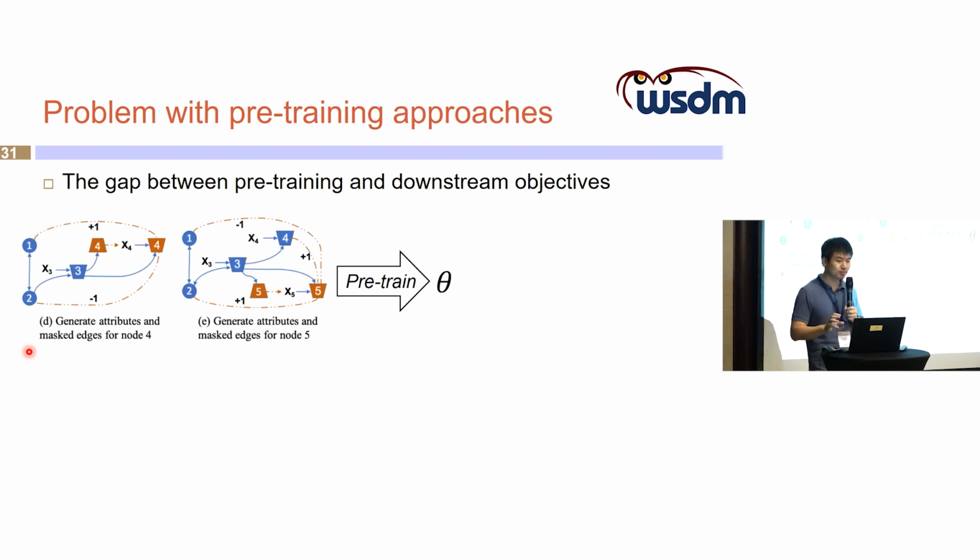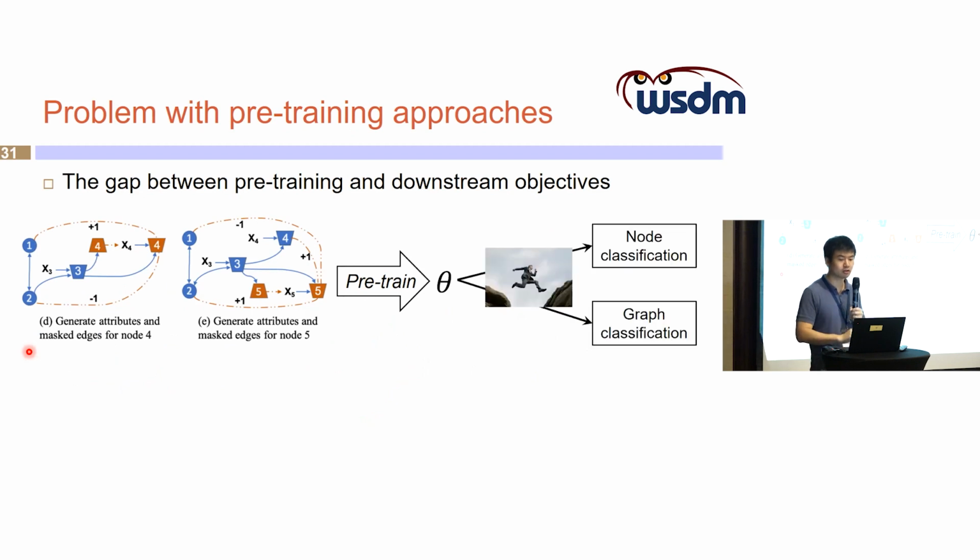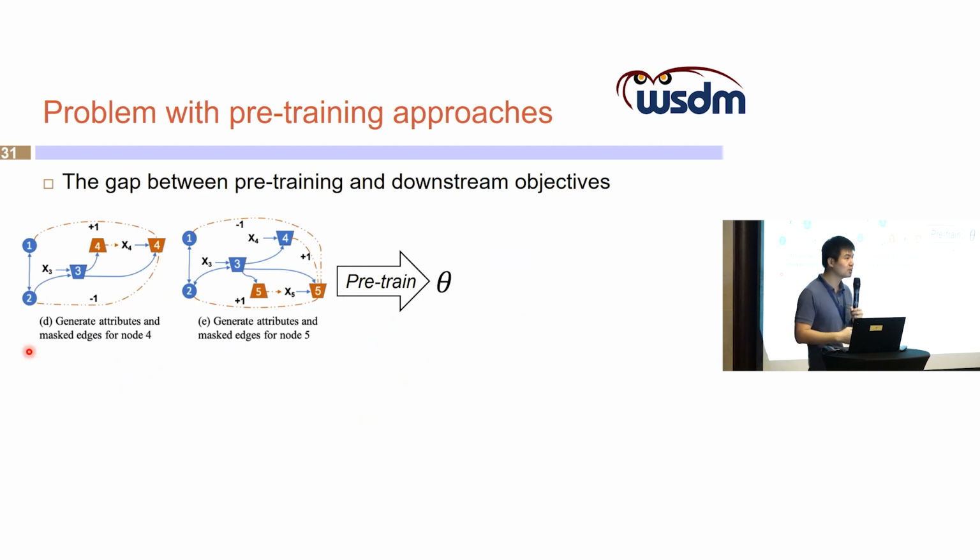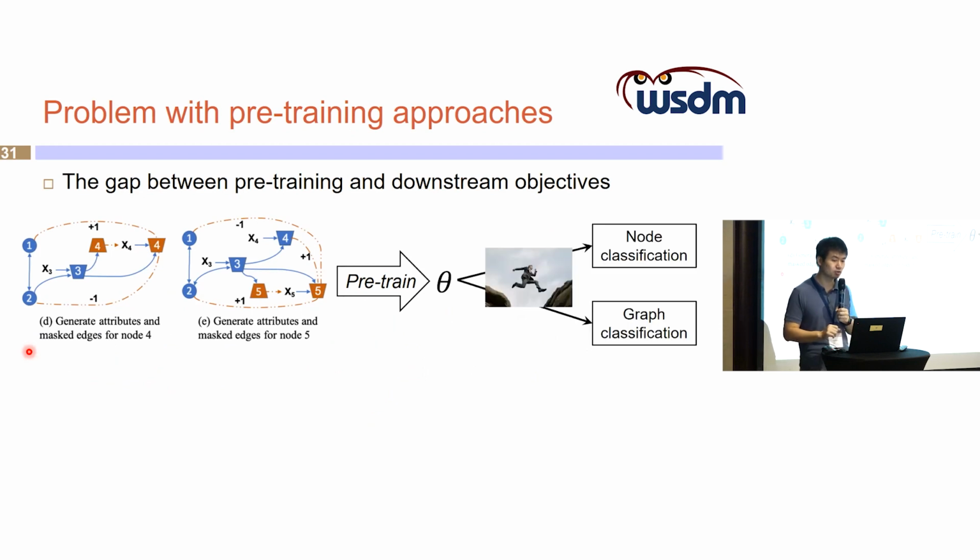But there's a problem with this pre-training approach: the divergence between the pre-training objective and the downstream objective. In pre-training, we are doing edge generation or attribute generation, or maybe some other contrastive process. But in the downstream, we are doing node classification, graph classification, or maybe detection for graph tasks. There is a gap between the pre-training objective and the downstream objective. So how do we close this gap?